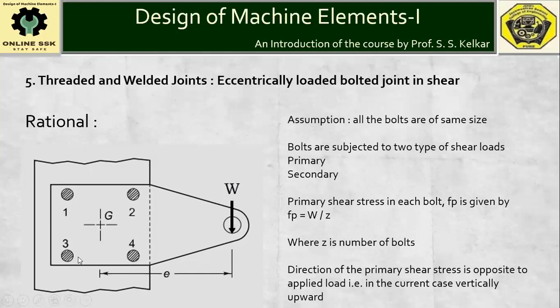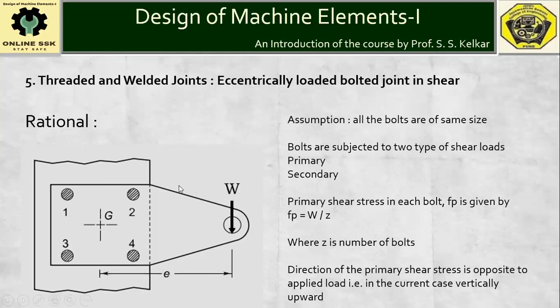Now in this figure, it has been shown that the 4 bolts are used for attaching this bracket to the support, therefore Z is equal to 4. So W upon 4, this calculation will directly give you the value of primary force, which will be the same for each of the bolts. As far as the direction of this primary shear force is concerned, the direction of primary shear force will be opposite to the direction of the eccentrically applied external force W.